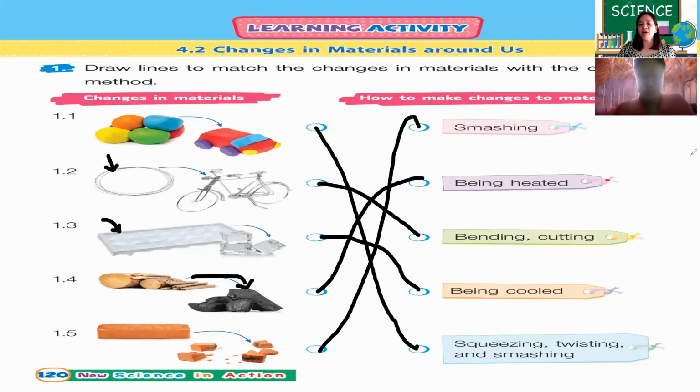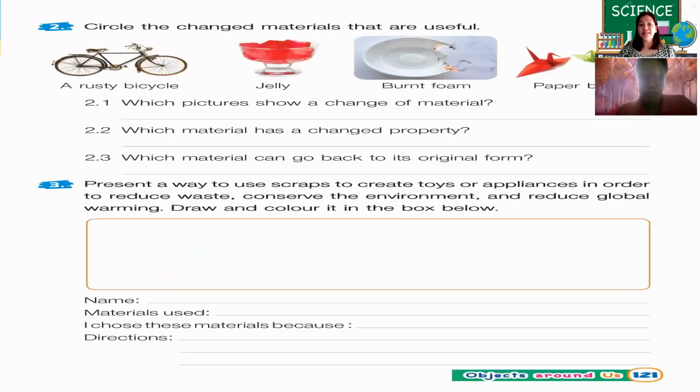Copy it. And for our last part of our lesson for today, circle the change materials that are useful. We have a rusty bicycle, jelly, burnt foam, paper birds. Which do you think is useful?